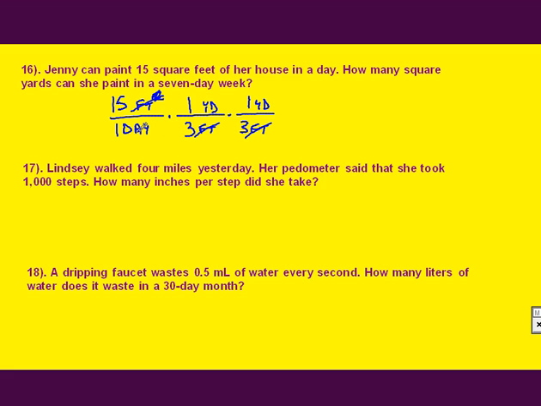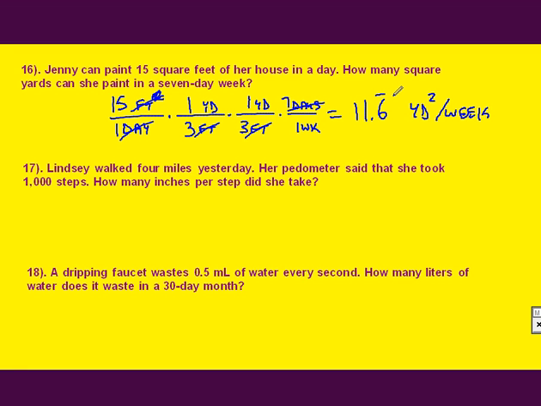Now I have yards squared per day, but I want it to be yards squared per week. So, I can say that 7 days is the same as 1 week. That way my days cancel out. My units now are yards squared per week. And my answer when I multiply those straight across should be 11.6 repeating yards squared per week.